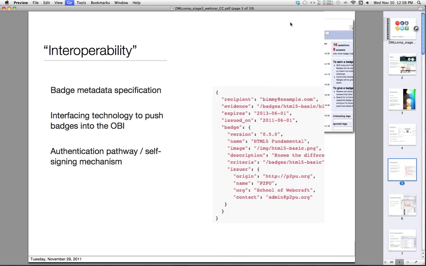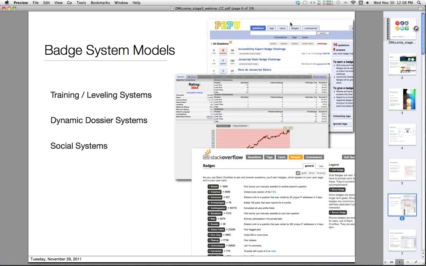So let's now step back and consider some badge system models. There are really 3 primary models I'll talk about today. Obviously, this is not a comprehensive list, and there are a variety of badge system models out there, but these are representative, and they might be good templates or prototypes for you to start considering as you think about badge design and your badge system models. If you've never designed a badge system model before, and I'm guessing a lot of you haven't, the 3 that I'll talk about today are training and leveling systems, dynamic dossier systems, as well as social systems. Those are the 3 you see arrayed on the screen right now.